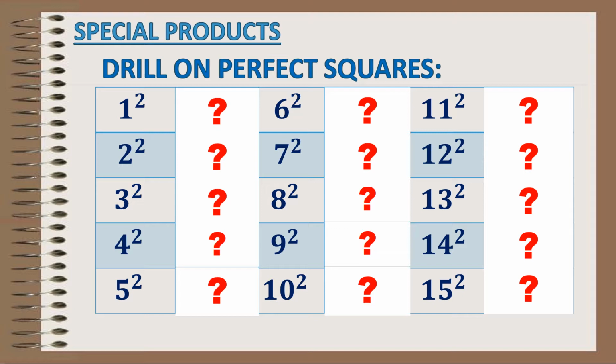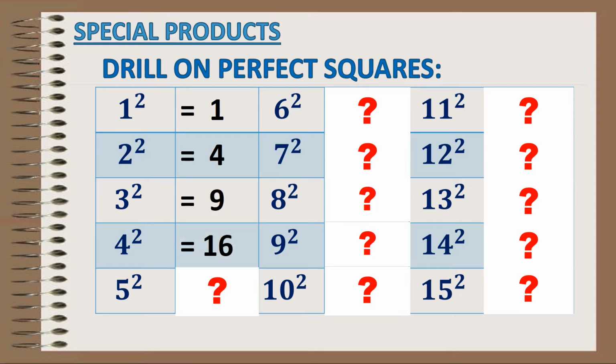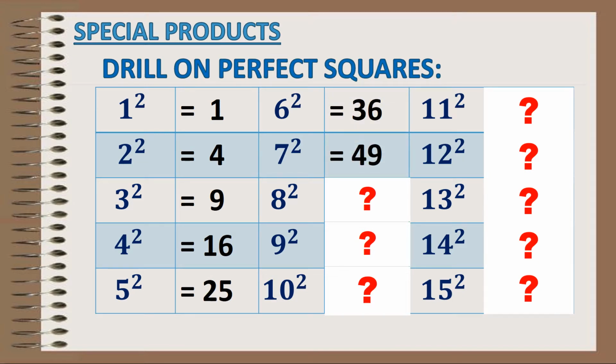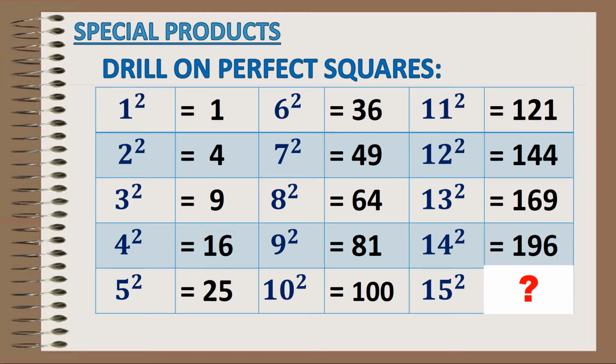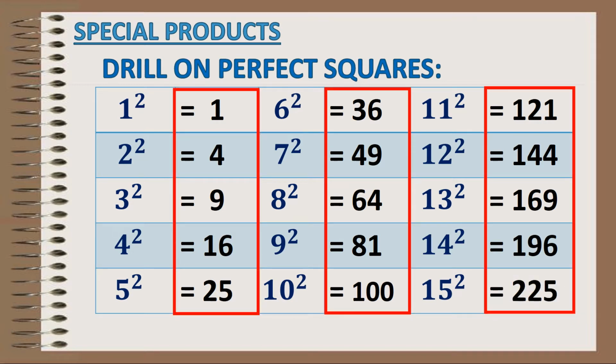Let's begin. 1 squared is equal to 1, 2 squared equals 4, 3 squared equals 9, 4 squared equals 16, 5 squared equals 25, 6 squared equals 36, 7 squared equals 49, 8 squared equals 64, 9 squared equals 81, 10 squared equals 100, 11 squared equals 121, 12 squared equals 144, 13 squared equals 169, 14 squared equals 196, 15 squared equals 225.